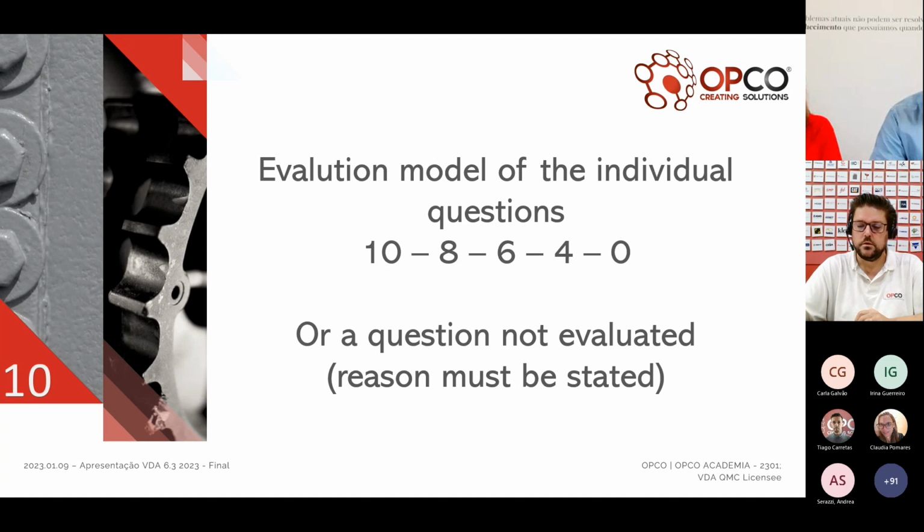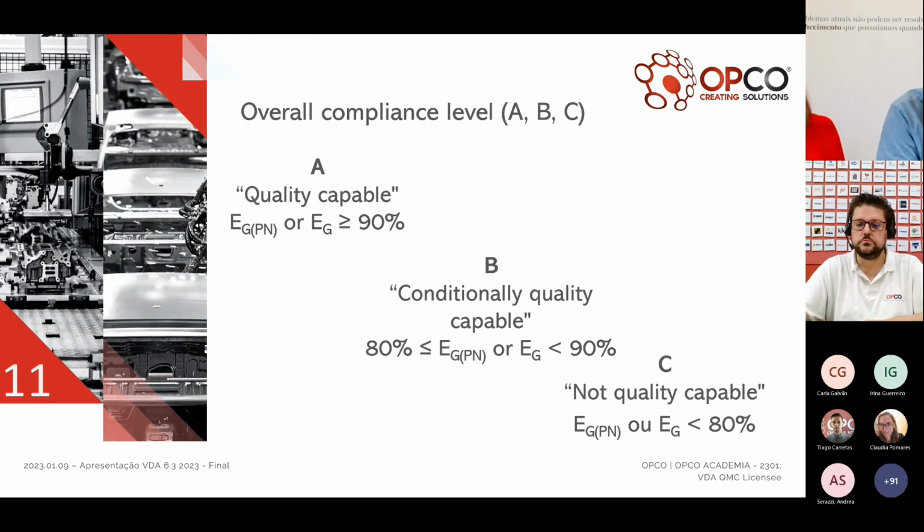Okay. So regarding the overall compliance level, or the level A, B, or C, we keep the same three levels, okay? Nevertheless, let us remind the levels. To be A, the overall compliance percentage will be bigger than 90%. To be a B, the percentage will be bigger than 80% and less than 90%, and a C is less than 80%. We will see the same rules.